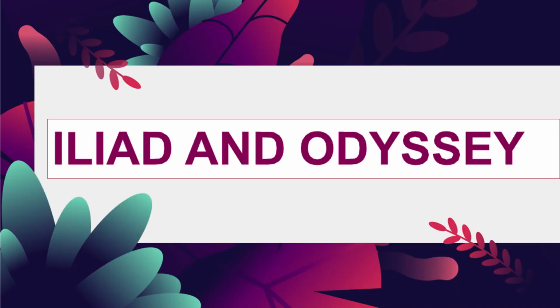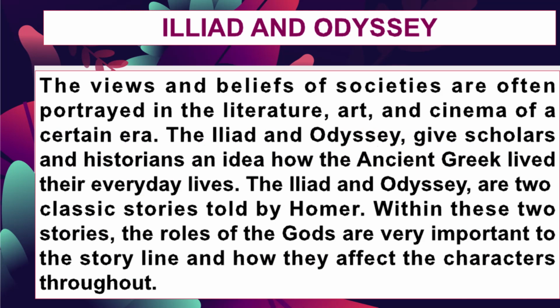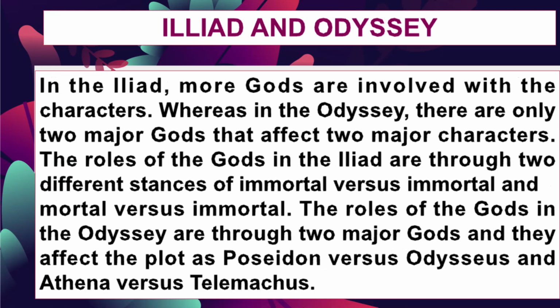Iliad and Odyssey. Societies are often portrayed in the literature, art, and cinema of a certain era. The Iliad and Odyssey give scholars and historians an idea how the ancient Greeks lived their everyday lives. The Iliad and Odyssey are two classic stories told by Homer. Within these two stories, the roles of the gods are very important to the storyline and how they affect the characters throughout. In the Iliad, more gods are involved with the characters. Whereas in the Odyssey, there are only two major gods that affect two major characters.